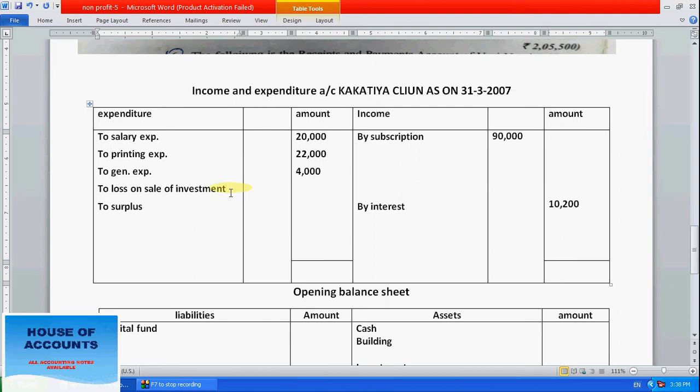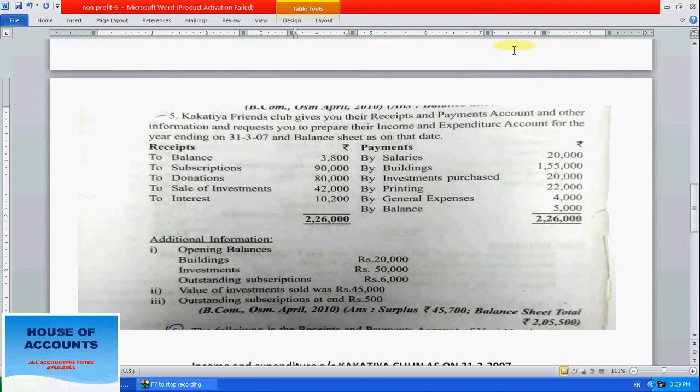So 45,000 minus 42,000, 3,000 is a loss of investment. If there is a profit, we write it here, but there is a loss, so we write it on the expenditure side. Now let's go to the additional information.